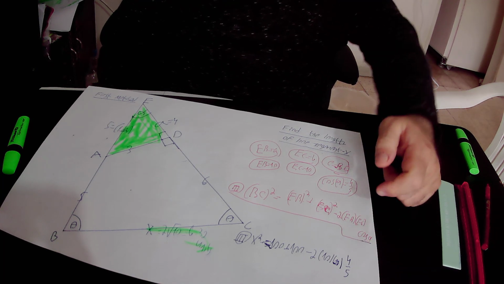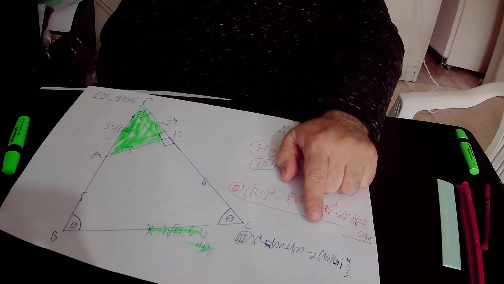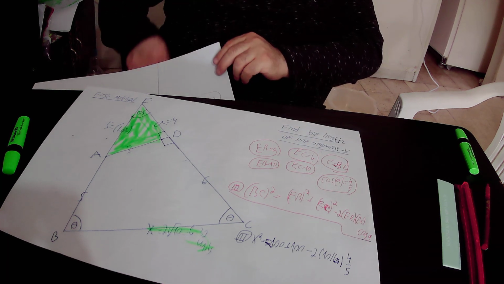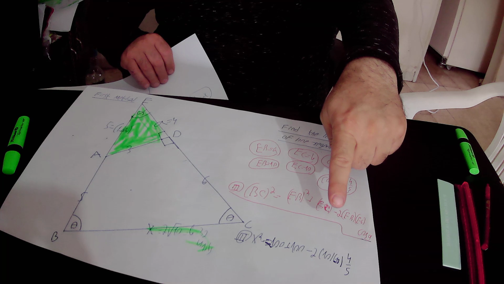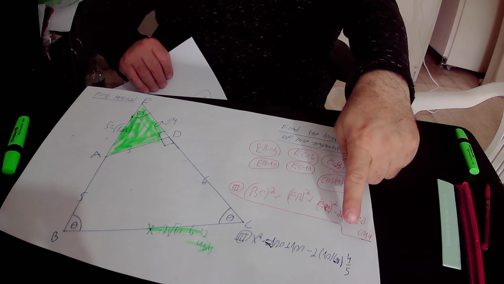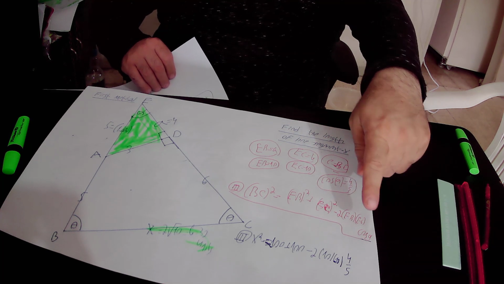In conclusion, we found that x squared equals 100 plus 100 minus 2 times 10 times 4 over 5. So x squared equals 100 plus 100, that is 200, minus 2 times 10 times 10, that is 2 times 100, which is minus 200, times 4 over 5.